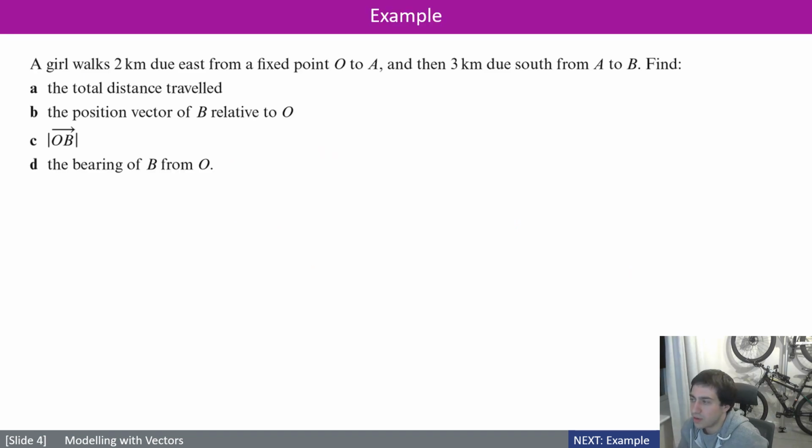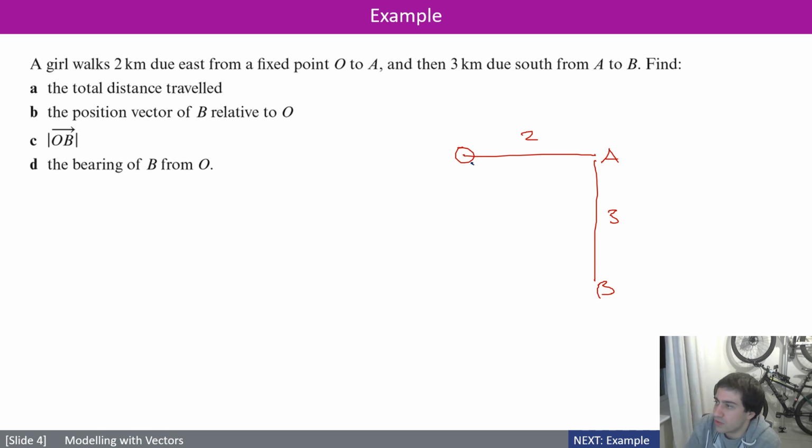So let's take a look at our first example. A girl walks 2 kilometers east from a fixed point called O, makes sense, origin, to a point A, and then 3 kilometers due south from A to B. Find the total distance traveled. So quick diagram here. We've got O, we've got A, then south is B. Went 2 to the right and then 3 down or south.